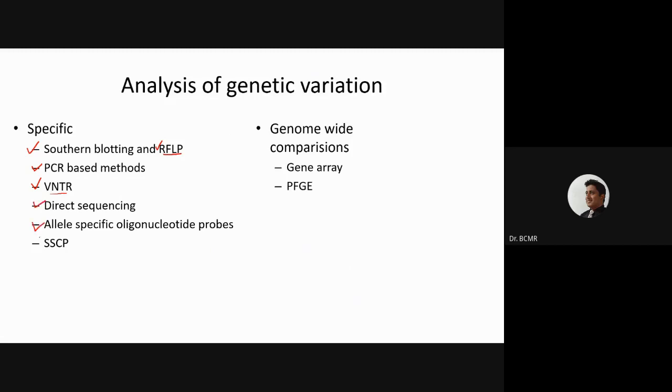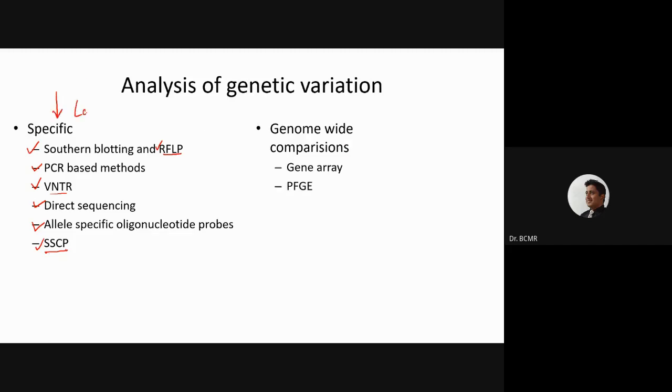Sequencing, we have finished. Allele specific oligonucleotide probes, we have finished. SSCP, single strand conformation polymorphism, sorry. We haven't done this, we came across it, and I told you that I will describe this at a later stage. So that is what we will also look into.